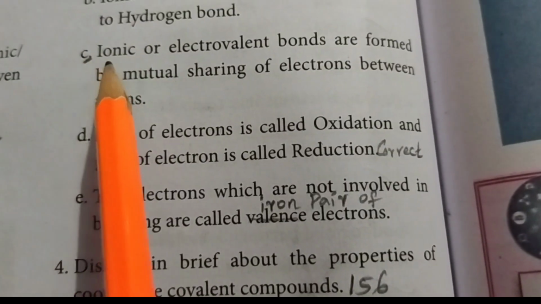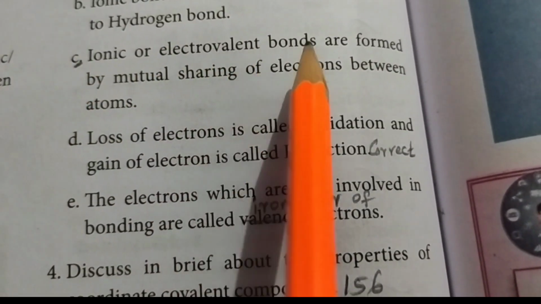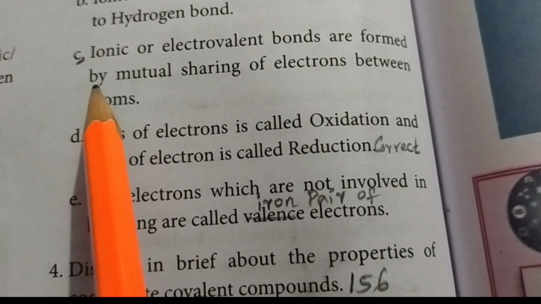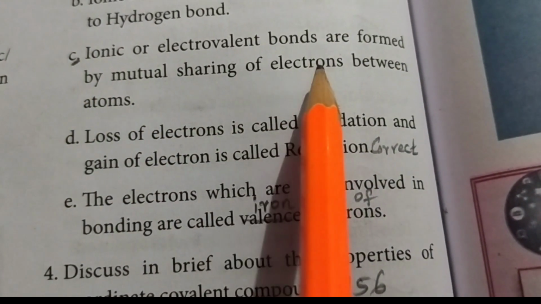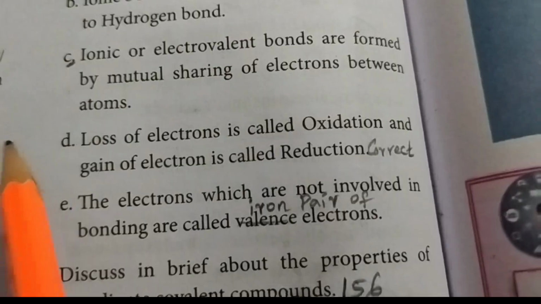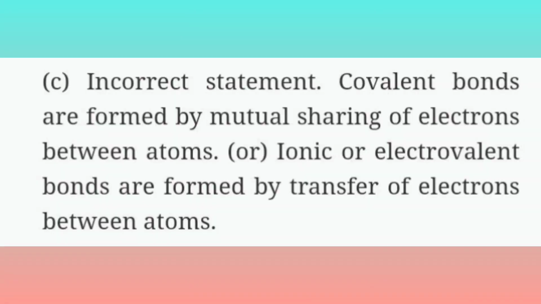Then option C, ionic or electrovalent bonds are formed by mutual sharing of electrons between atoms. Option C is an incorrect statement. Covalent bonds are formed by mutual sharing of electrons between atoms, or ionic or electrovalent bonds are formed by transfer of electrons between atoms.